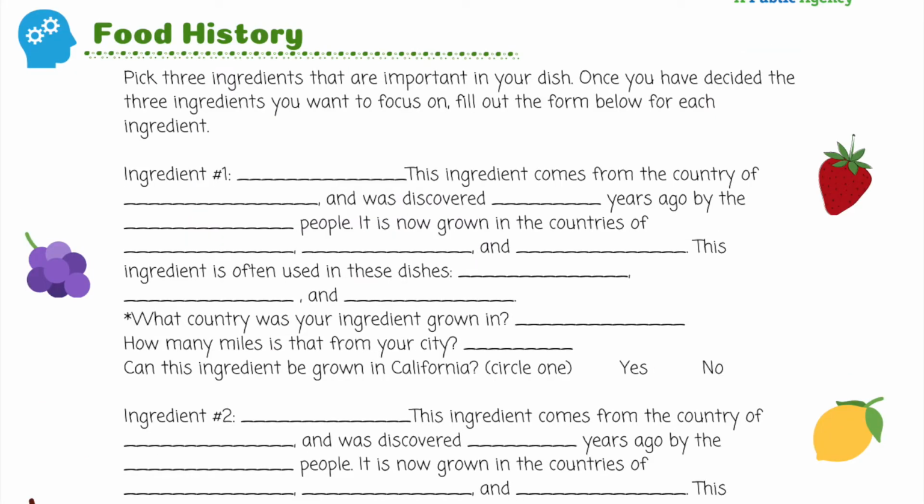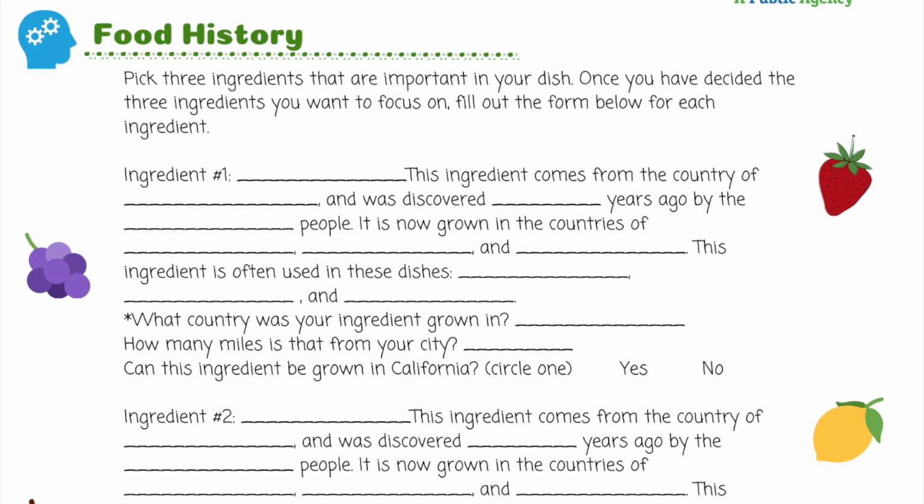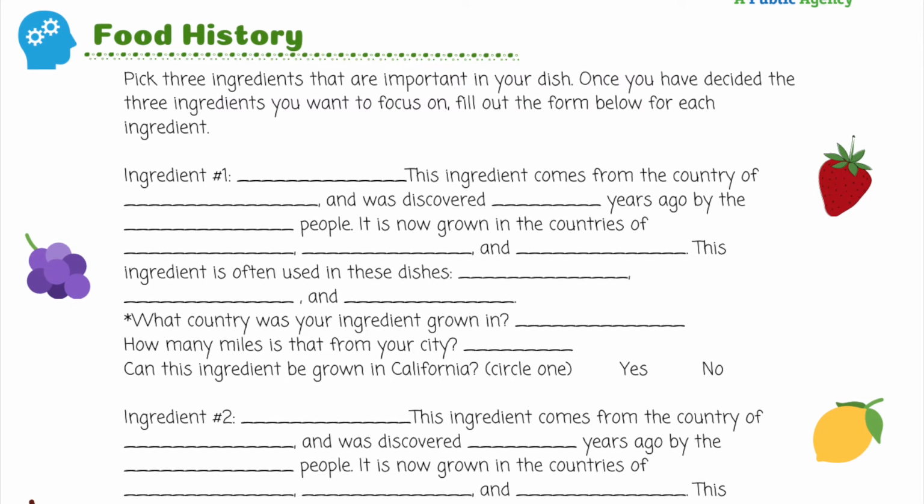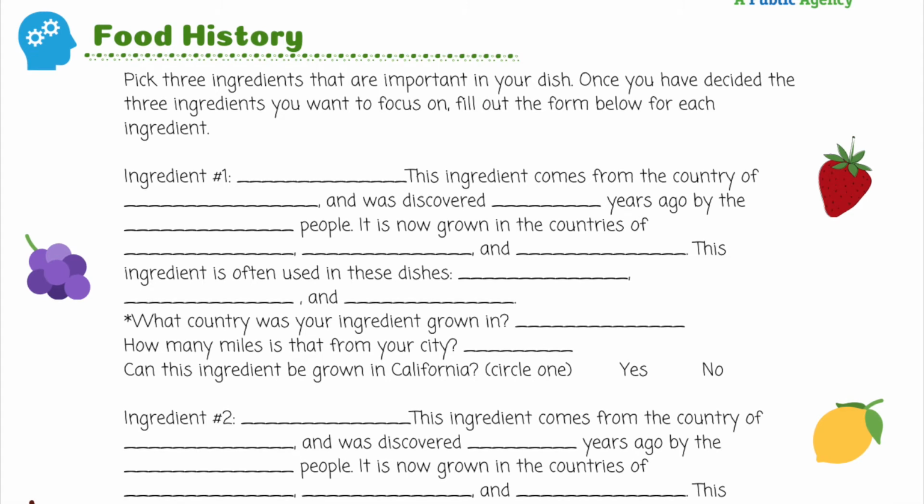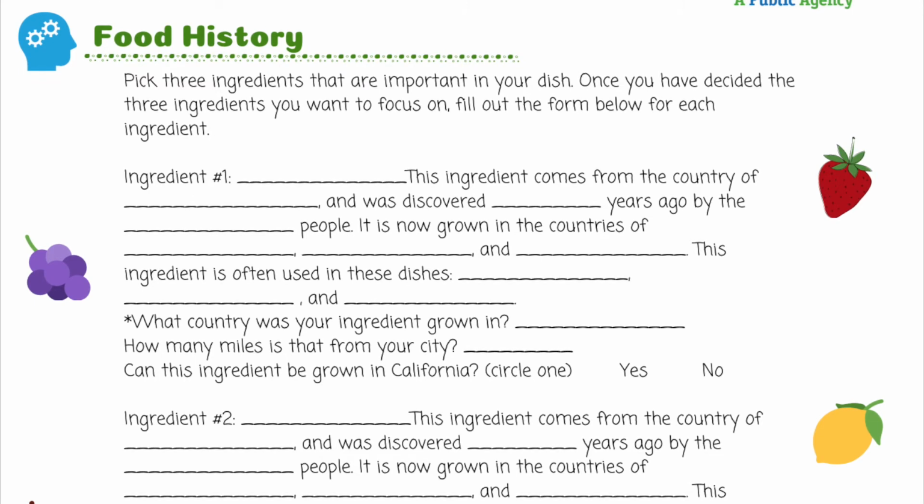You will write down the name of the ingredient, what country the ingredient comes from, when it was discovered, and who it was discovered by. You will also write where it is grown and what dishes it is often used in. You will also find out what country your ingredient was grown in, how many miles that is from your city, and if this ingredient can be grown in California.